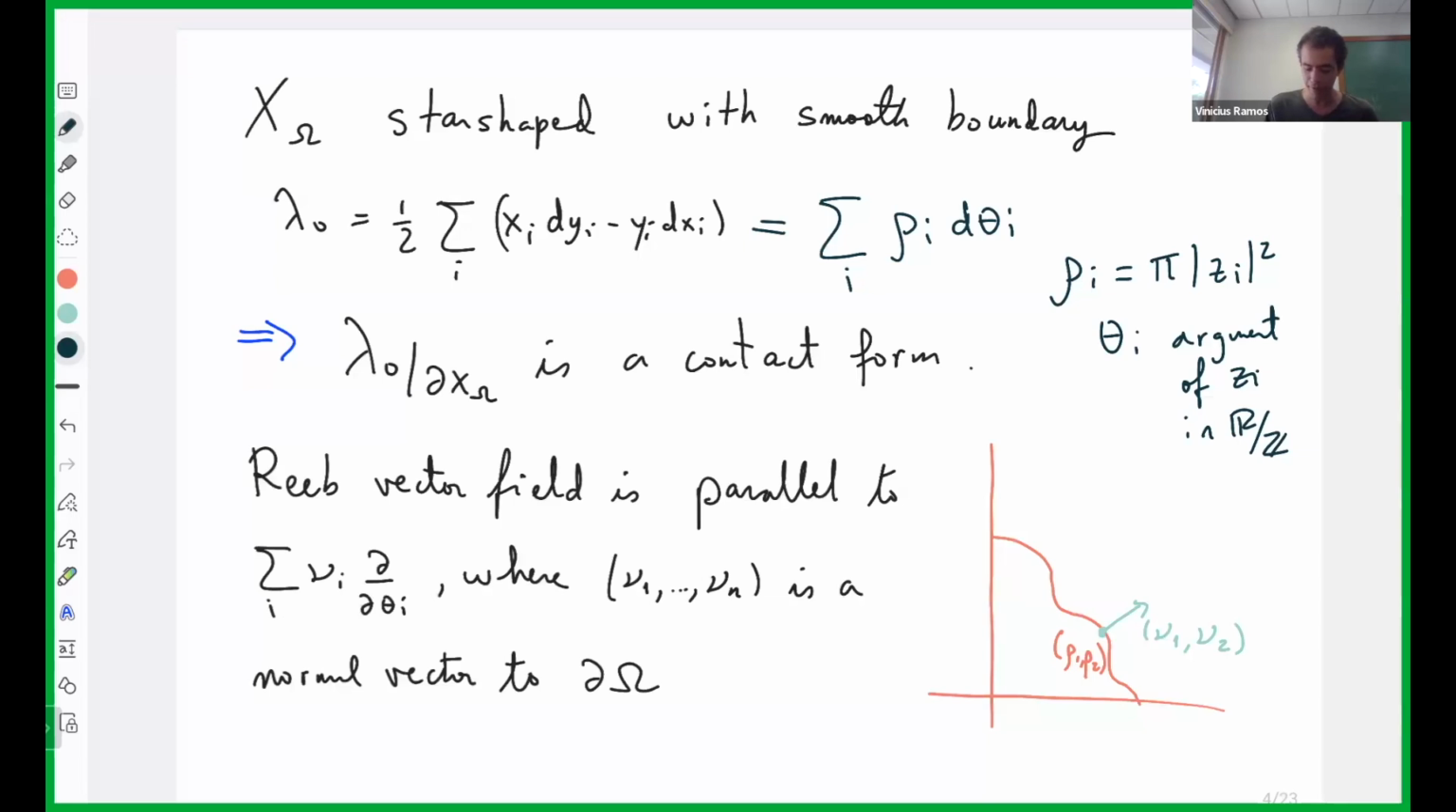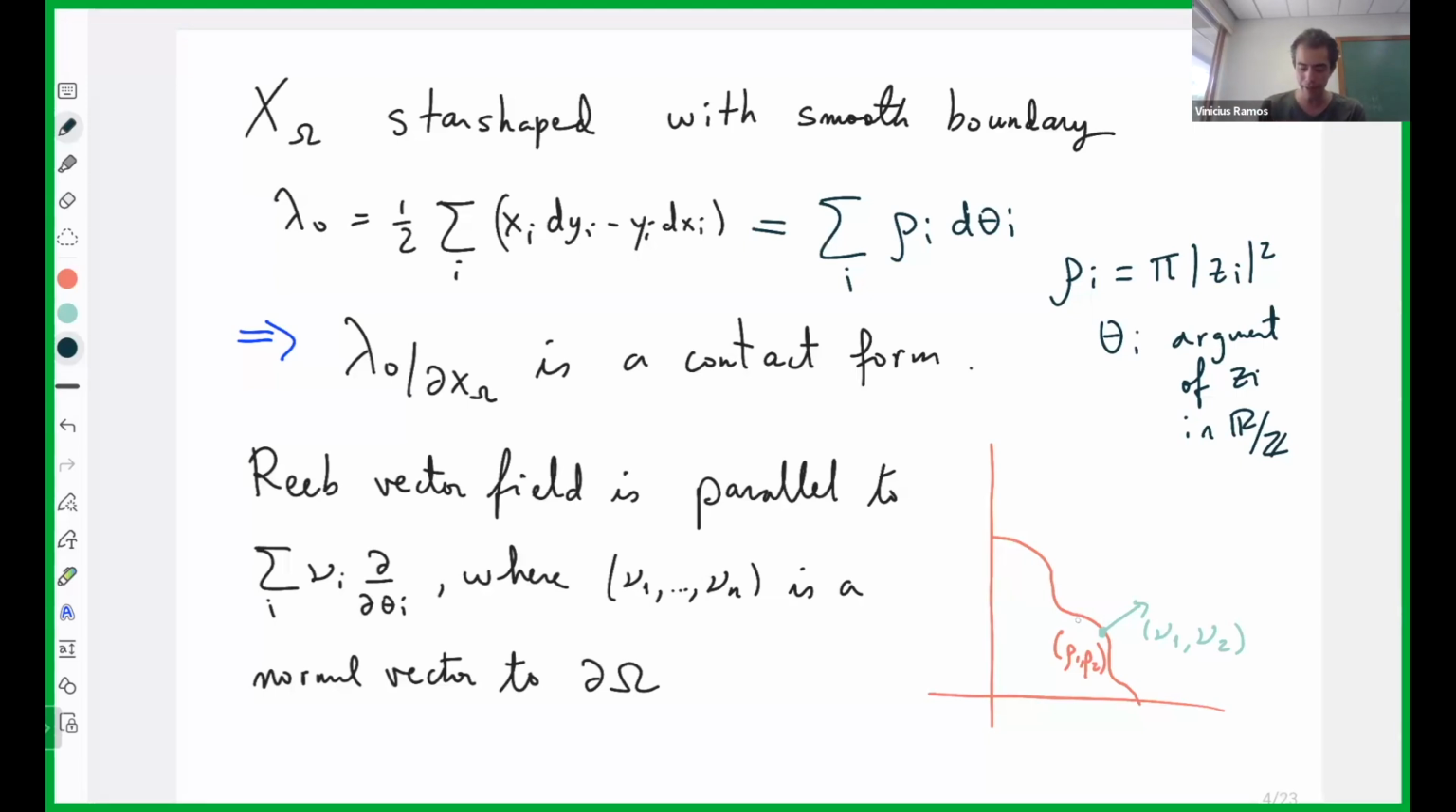So you look at the normal vector field at the point (rho_1 through rho_n), as I drew here in the picture on the right. And then each coordinate of the normal vector field, you multiply by the partial derivative with respect to theta_i. And that's going to give you the direction of the Reeb vector field. So what that's saying is, first of all, the Reeb flow preserves these tori.